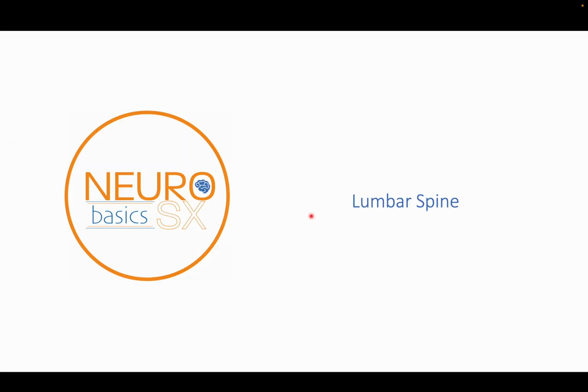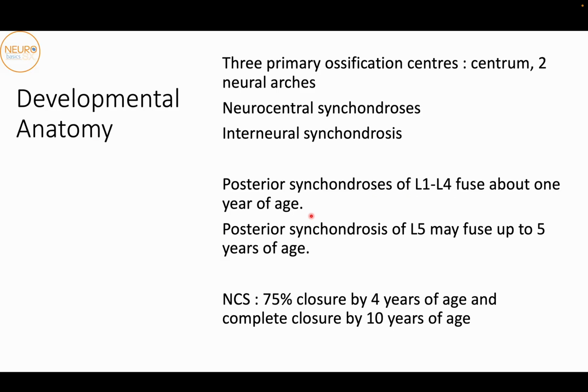Okay, so now let's discuss lumbar spine. There are a significant number of similarities and differences when it comes to thoracic spine. So we'll just focus on those differences importantly. So again, you have three primary ossification centers, one centrum, two neural arches, the same neurocentral synchondrosis and interneural synchondrosis.